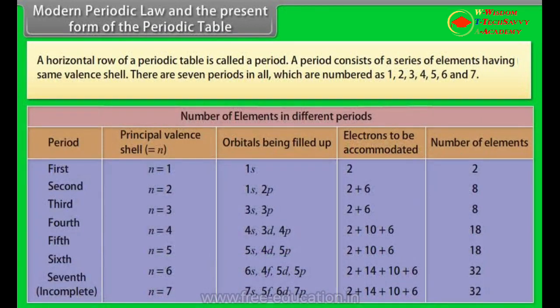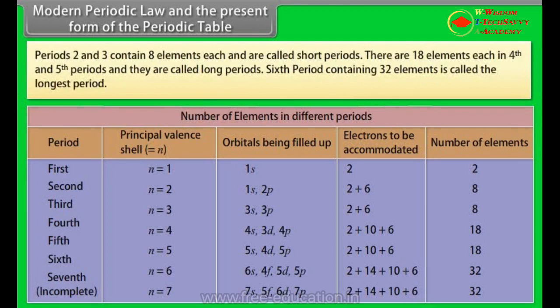There are 7 periods in all, which are numbered as 1, 2, 3, 4, 5, 6 and 7. Periods 2 and 3 contain 8 elements each and are called short periods. There are 18 elements each in 4th and 5th periods and they are called long periods. 6th period containing 32 elements is called the longest period.